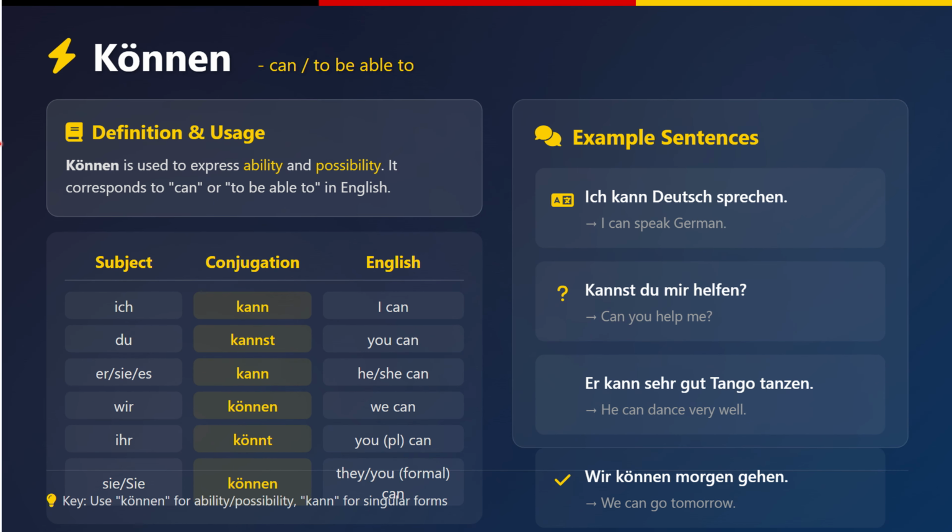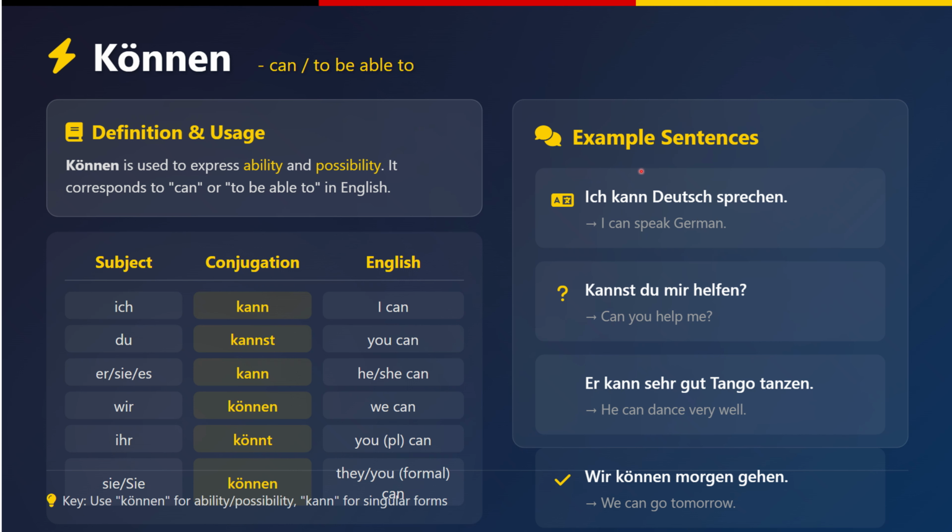Next is können, one of the most useful modal verbs. Können means can or to be able to. It expresses ability and possibility. The conjugation is: ich kann, du kannst, er kann, wir können, ihr könnt, and sie können.